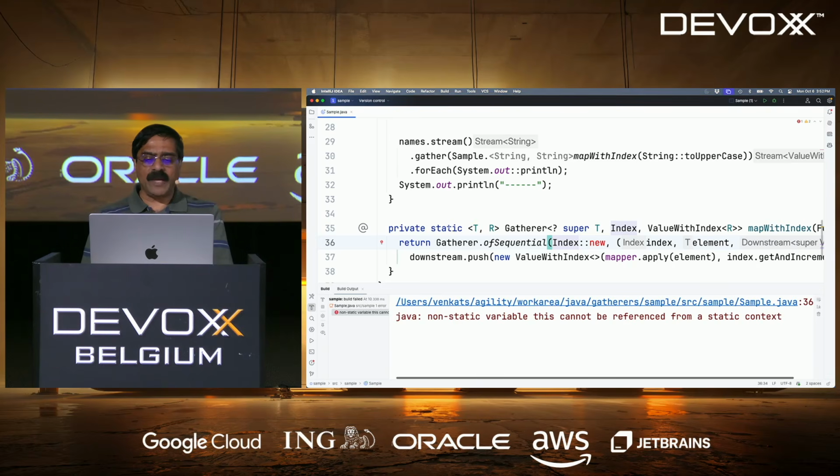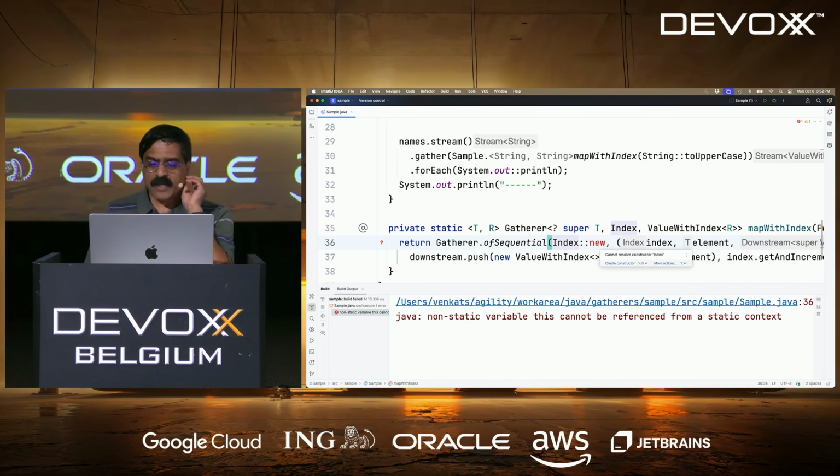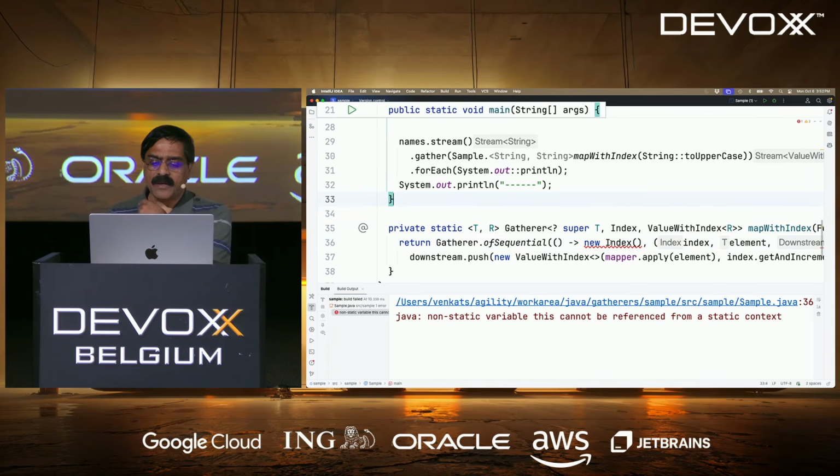Oh, so that should be a non-static variable, cannot be instantiated in a static context. So let's see why that's giving us the error. Non-static variable cannot be referenced in a static context. So that's just the constructor we are calling, right? All right, let's take the hard step and see whether we are able to resolve it in here as well. So this is going to simply say new, and I'm creating an object of the index. Let's see what error that gives us.